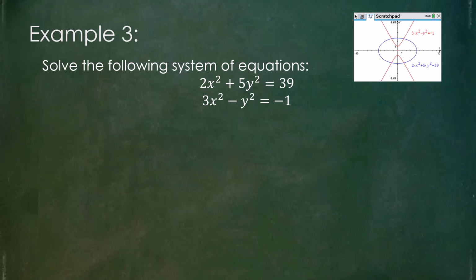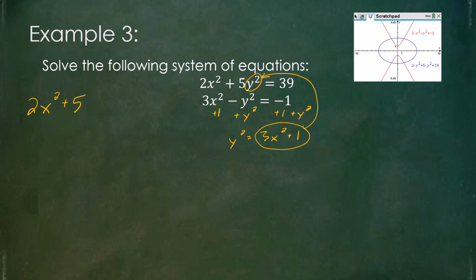I think most of us are more comfortable with the substitution approach, so I'll probably do it that way. Instead of having to go all the way to getting y by itself, we could just isolate y squared, since there is a y squared in the other equation. So with the second one I'll add y squared over and add 1 the other direction. I end up getting that y squared is equivalent to 3x squared plus 1. Now that I have that, I can substitute it where I see the y squared right here after the 5, and start getting this process moving in the right direction.